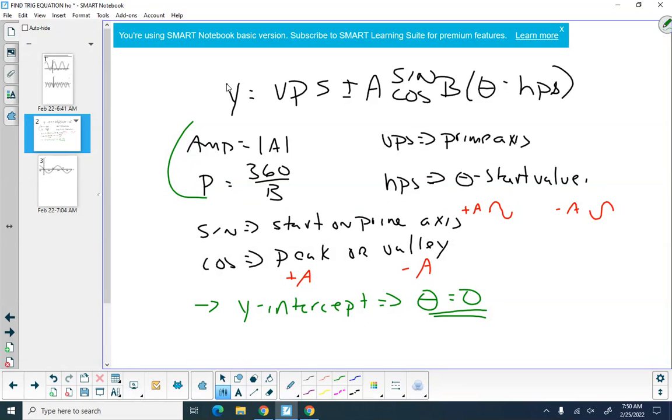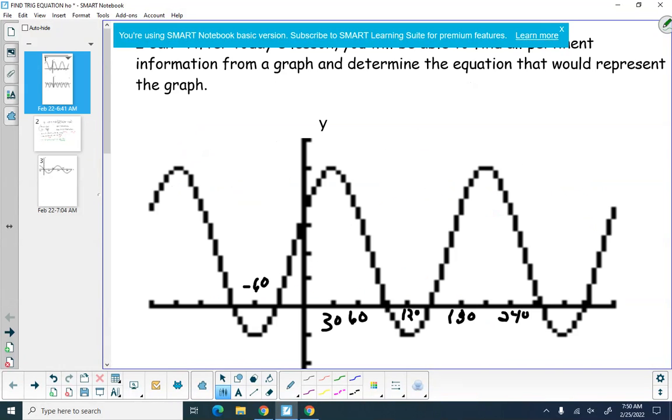What we're going to do today is take the graph of a sine or a cosine and put the process into reverse. From the graph, we're going to find the amplitude, the period, the vertical and horizontal phase shift, and then determine what the equation is. So we're just going to put the process in reverse.